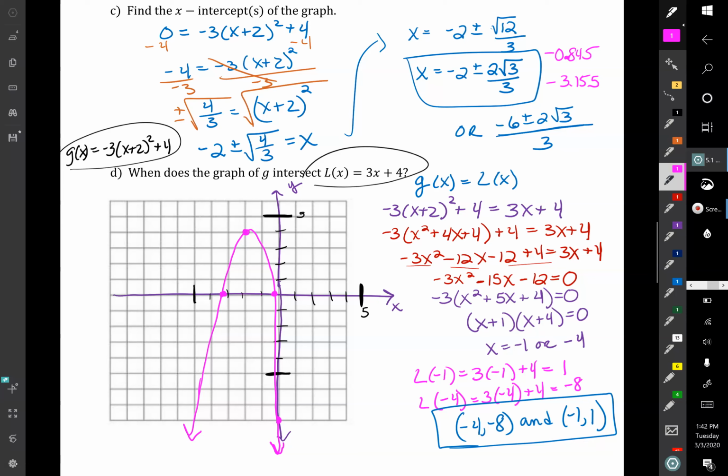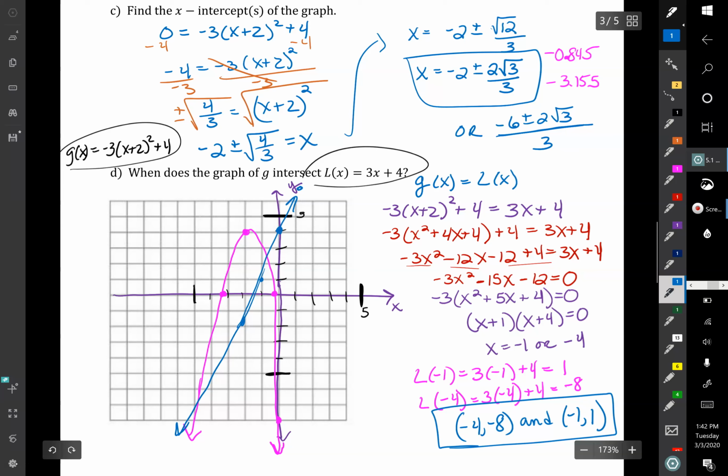And then I'm going to plot the 3x plus 4. So I'm going to do that in a different color here. So 1, 2, 3, 4. And then up 3 over 1. But I also could go down 3, left 1. Down 3, left 1. So I get this line, it's linear. I want to extend that down.